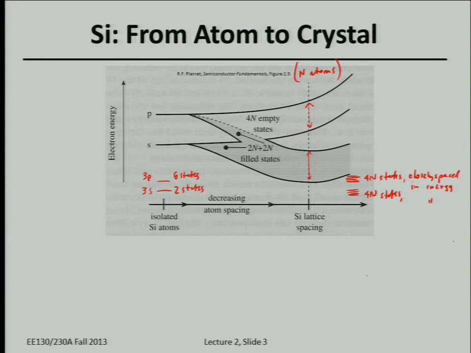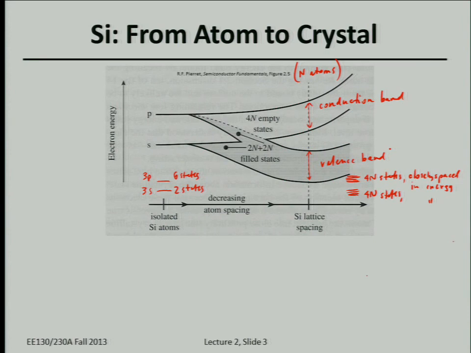It's kind of an extreme case: 4n empty states and 4n filled states. Okay, so this band of allowed energy levels is called the conduction band, and the band that's mostly filled is called the valence band. It's just a band of allowed energy levels that electrons can occupy.